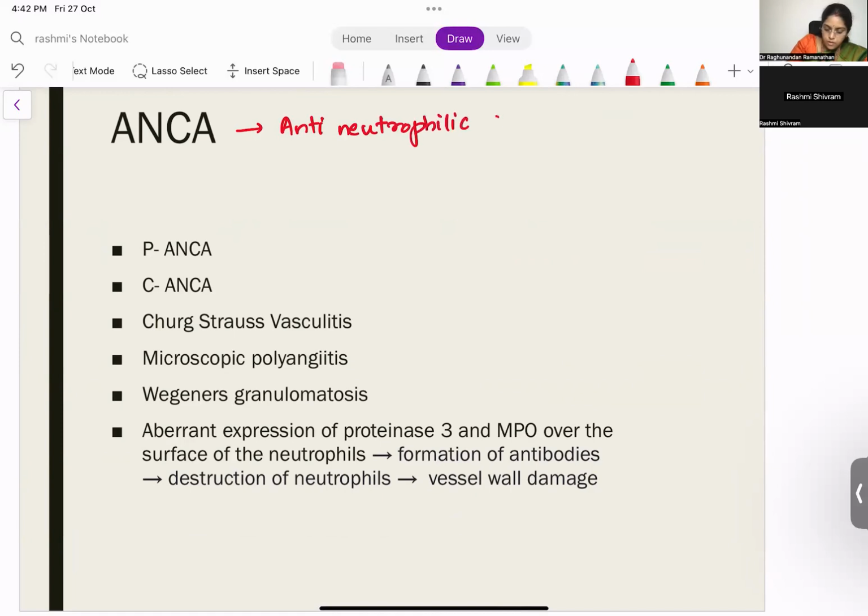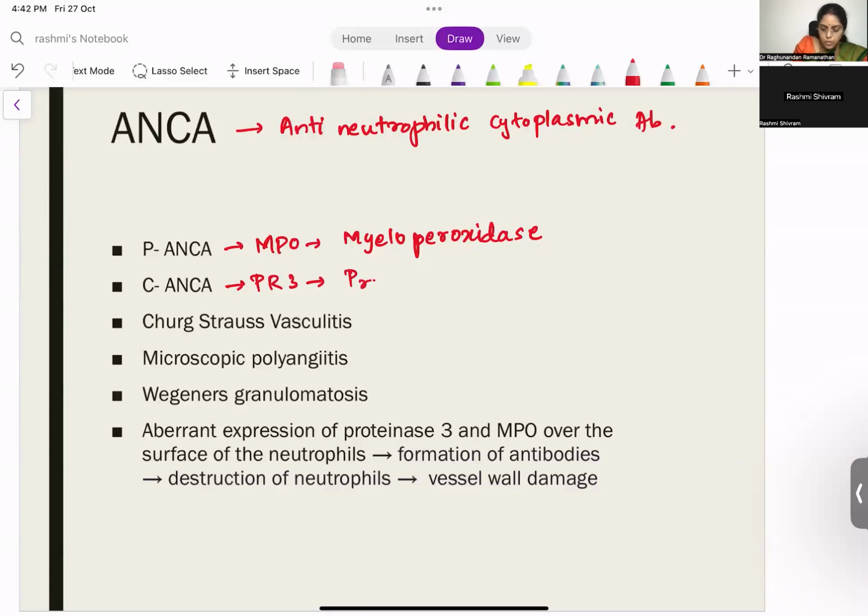Anti-neutrophilic cytoplasmic antibody. Okay. So, in this, what is P ANCA? What is C ANCA? P ANCA is against which one? It is against MPO. What is MPO? It is myeloperoxidase. It is against myeloperoxidase. And C ANCA is against PR3. What is PR3? Proteinase 3. So, C ANCA is against proteinase 3 and P ANCA is against myeloperoxidase.